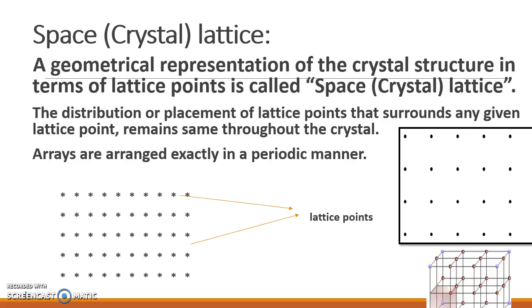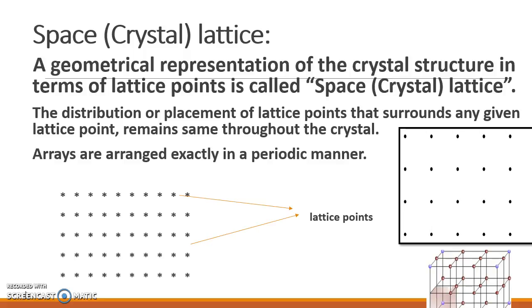Now we define what is the space lattice or crystal lattice. A geometrical representation of the crystal structure in terms of lattice points is called a space lattice. The distribution or placement of lattice points that surrounds any given lattice point remains the same throughout the crystal.